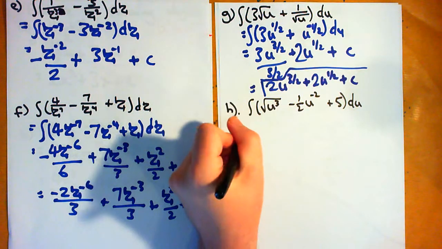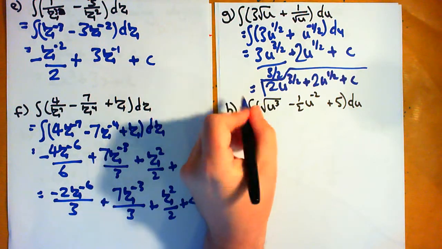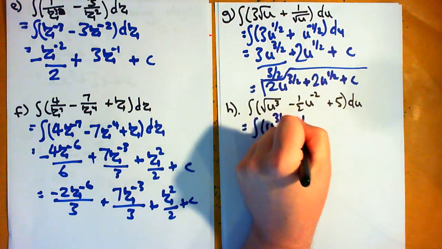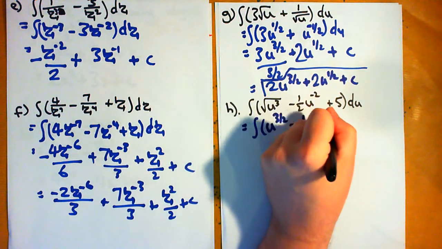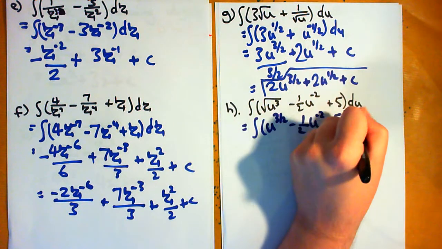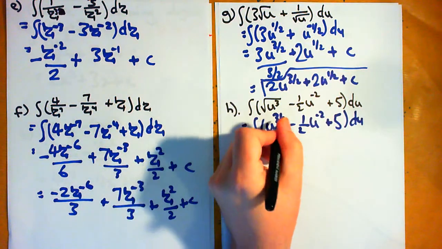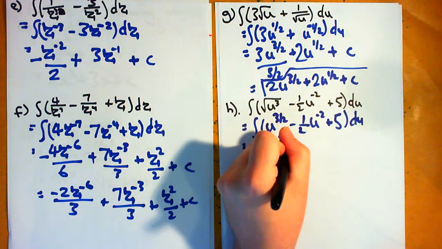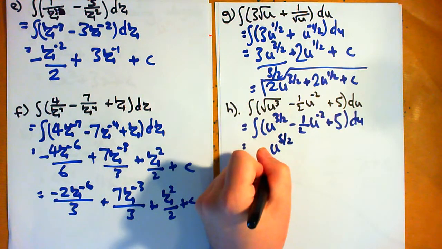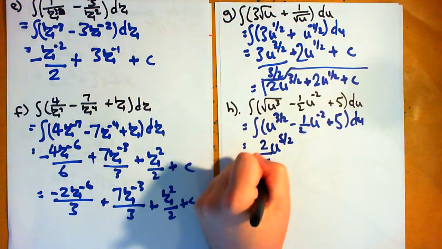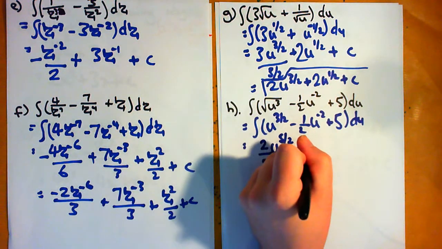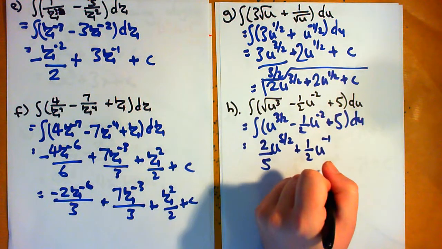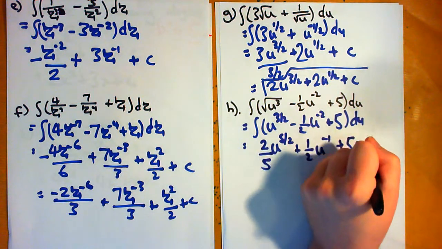Okay, and question H, the 1/2 u to the minus 2 is good, it's ready to be integrated. Only issue is the square root of u cubed, which is the same thing as u to the power of 3 over 2. We have not yet integrated, we will do that at the next step. And if we do so, we get u to the power of 5 over 2. 3 upon 2 plus 1 is 5 over 2. Divide by 5 upon 2, which is the same as times 2 upon 5, minus 1/2 u to the minus 1 divided by minus 1 plus 5 times u plus c.